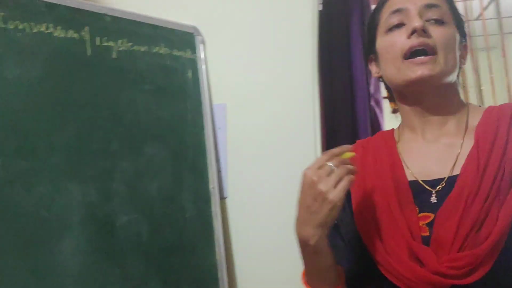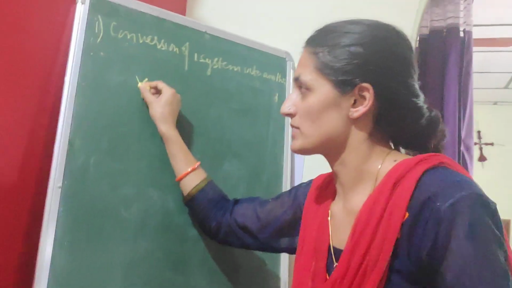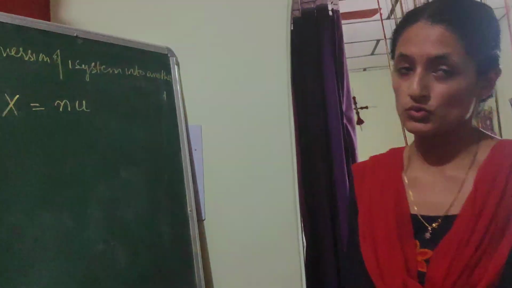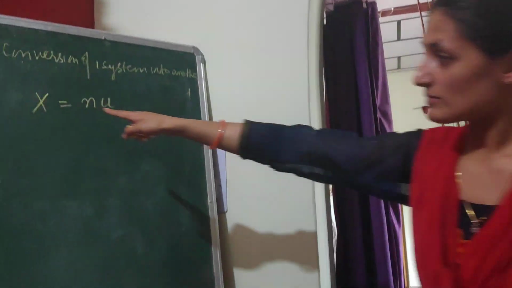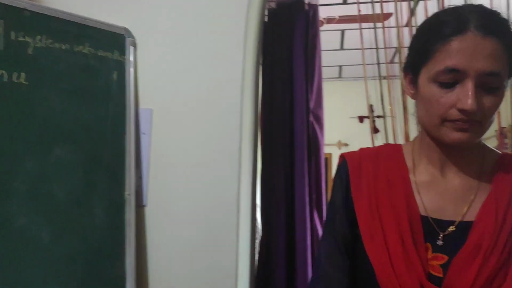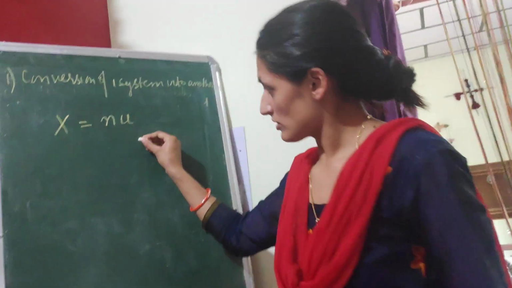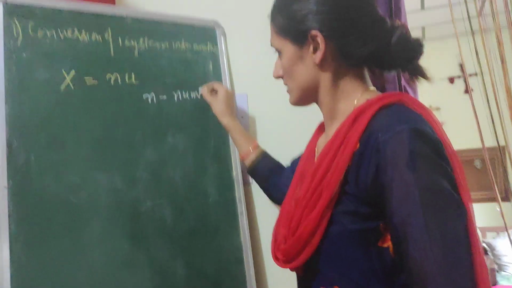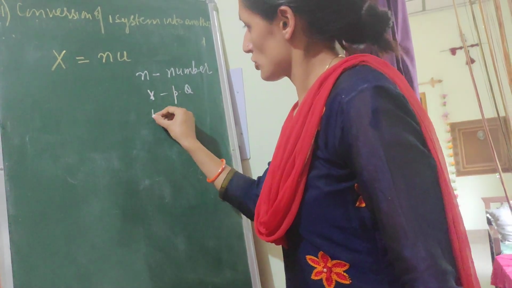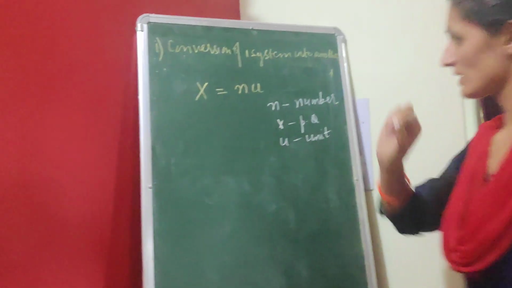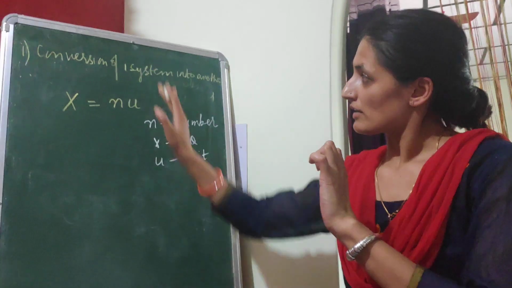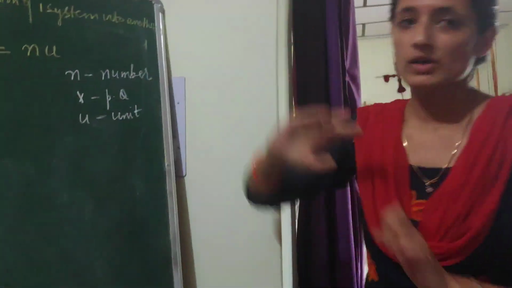Now suppose we have any physical quantity, which we represent by X, and X is equal to nu. This you know, we have discussed earlier. X means physical quantity, n means numerical value, u means unit. You can write it down also. N is number or numerical value, X is physical quantity, PQ I have written in short form, u is unit. Now suppose we are going to convert from one system into another system.